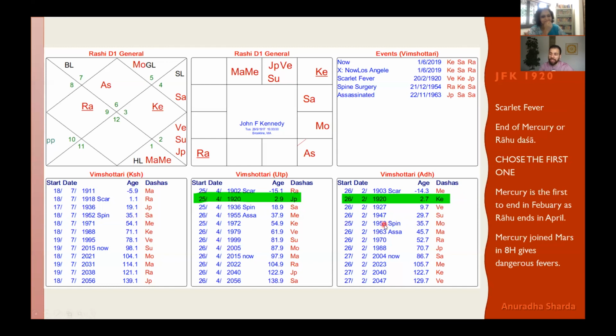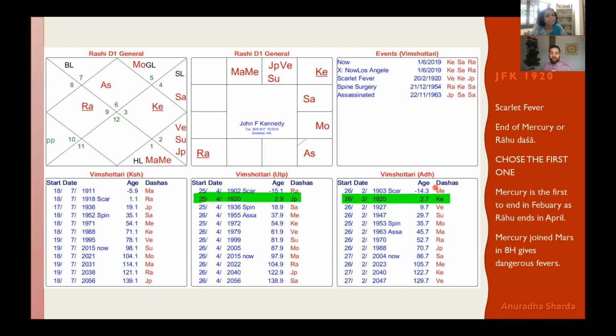And so we see here the scarlet fever was happening. Now, although you see the comparison, it's for the beginning of this dasha that the scarlet fever happened. But actually, the problem is coming because Rahu is ending in 1920 and Mercury is ending in 1920. So I'm not examining these two, Ketu and Jupiter. I'm actually examining Rahu and Mercury. That's what my focus is. Now, the question is, who's the culprit? Is it Rahu or is it Mercury?